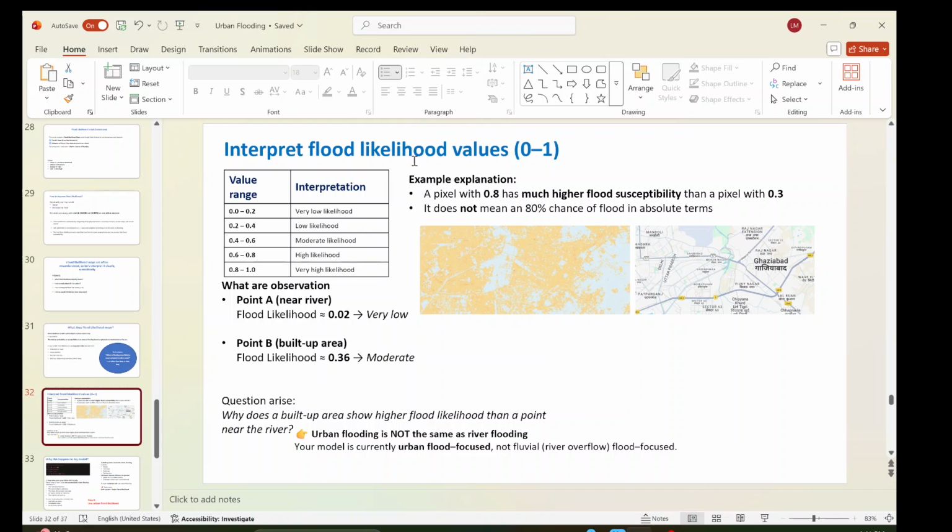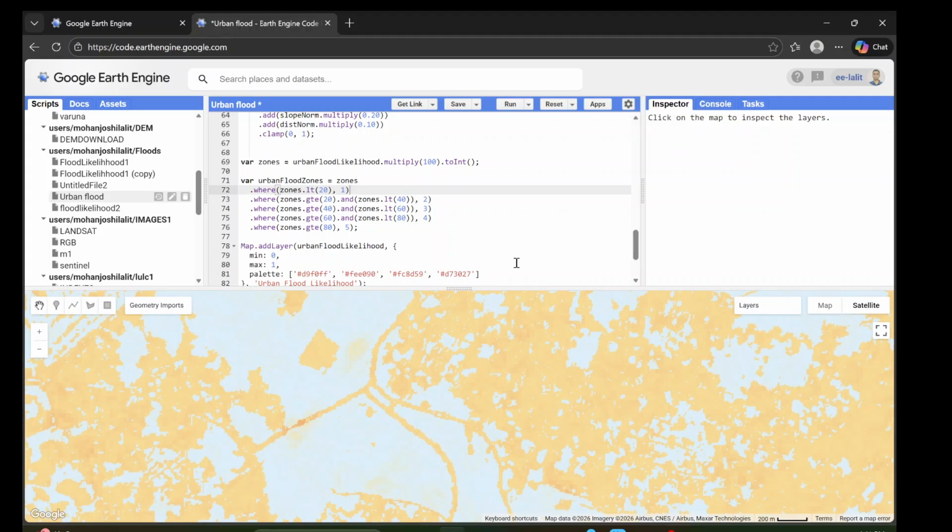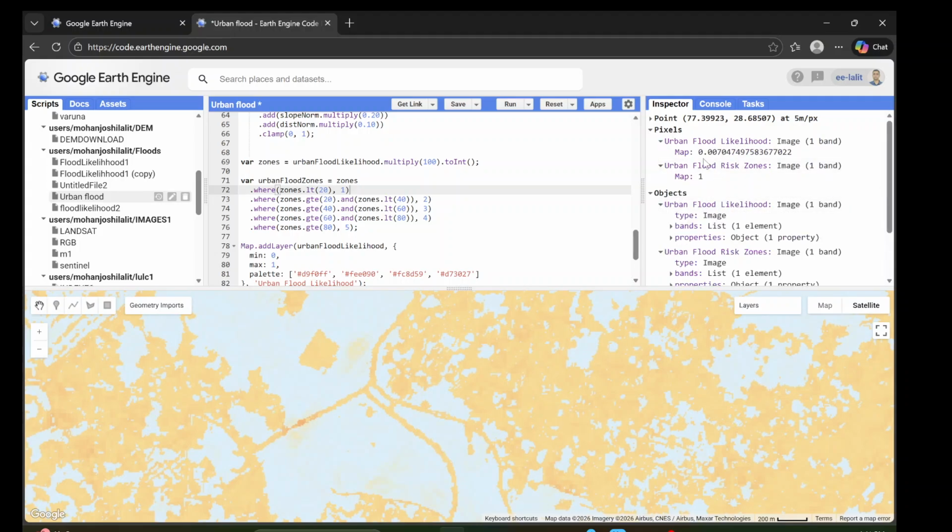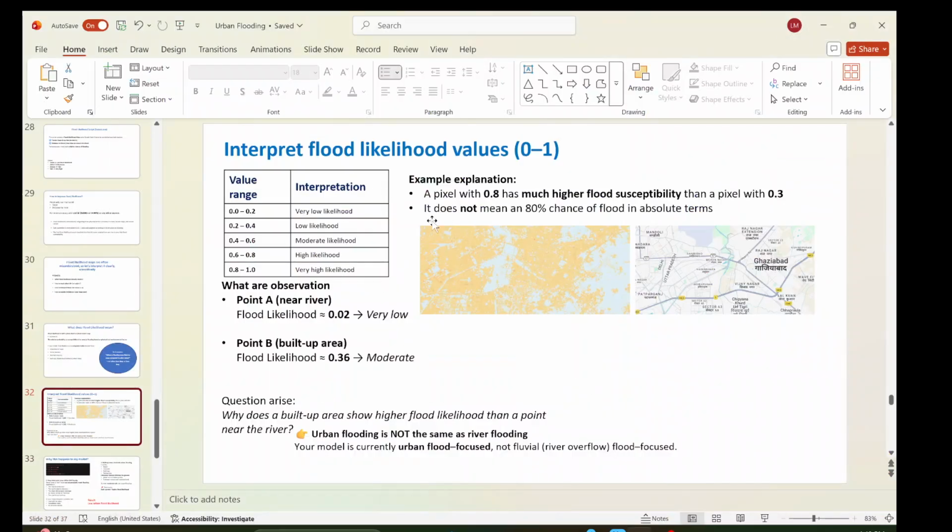So if we have a value from 0 to 1, and I click here, what is coming is 0.007. It means it comes in between 0 and 1, so the value has a low probability of flood likelihood. You can say 0 to 0.2 is very low likelihood, 0.2 to 0.4 low likelihood, then moderate, high, and 0.8 to 1 is very high likelihood. So wherever we have taken this flood likelihood, 0.02 means very low.